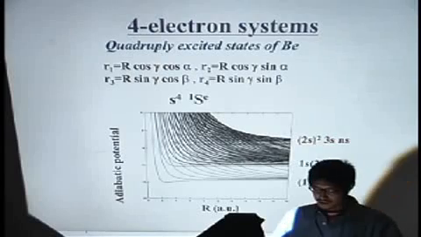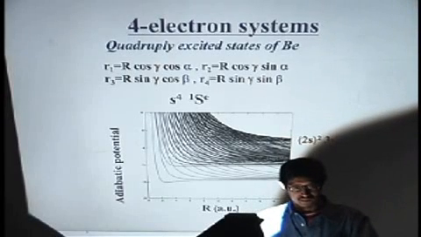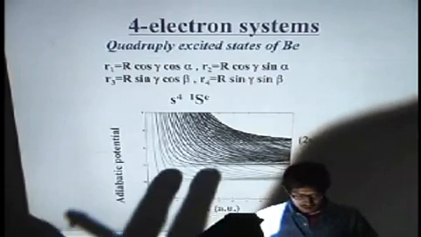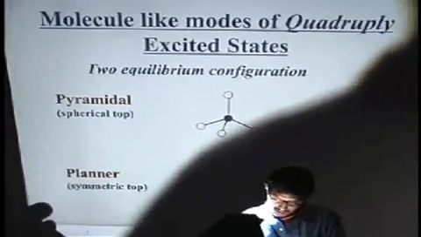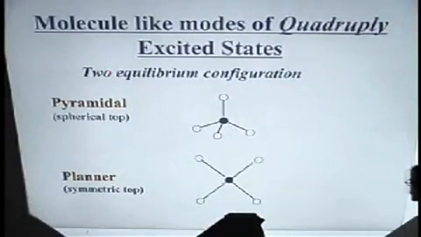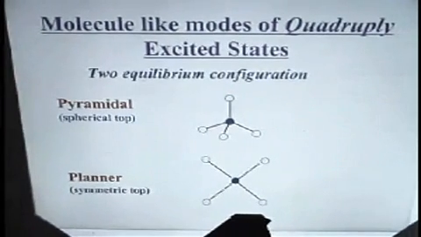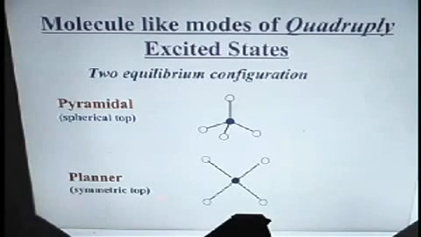But this four-electron system is not just an additional electron. What's interesting is that there are two types of equilibrium configurations here. One is pyramidal, like a spherical top. Then another one is planar, in the same plane, like a symmetric top. Then we can classify all quadruply excited states. There are two series, according to the pyramidal spherical top and the symmetric top.